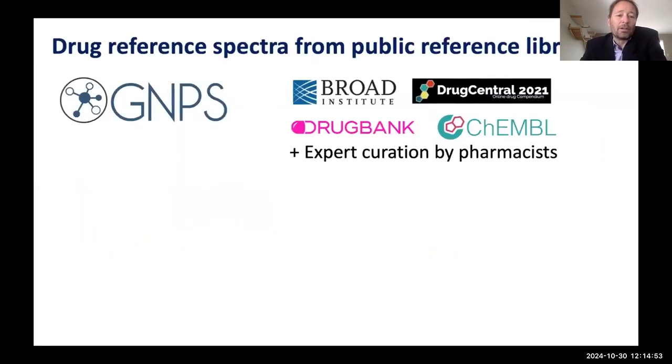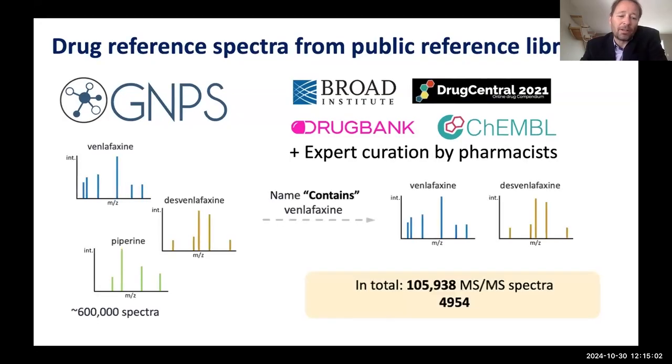And so the reference library that we used is the open source reference library in the GNPS ecosystem that contains, at that time, about 600,000 MS/MS spectra. It's now double. But essentially, we tried to see if any of the names or any of the structures are contained in any of these drug databank resources that exist, and then in combination with expert curation of pharmacists. And in the end, of those 600,000 spectra in the GNPS ecosystem, about 105,000 of these were MS/MS spectra of drugs, representing about 5,000 different drugs.